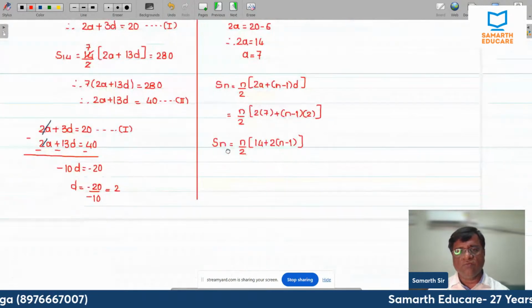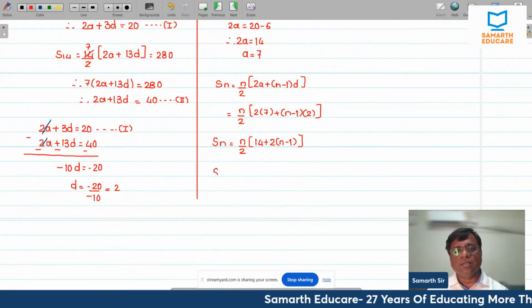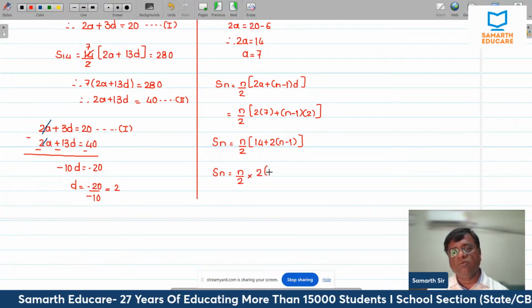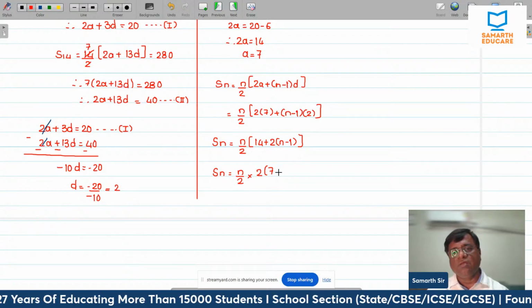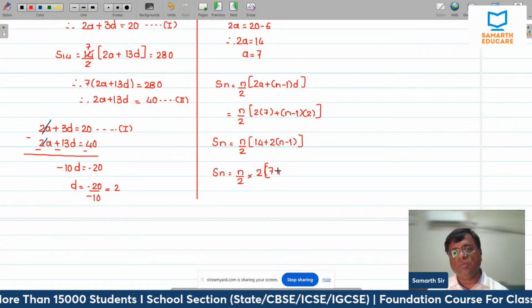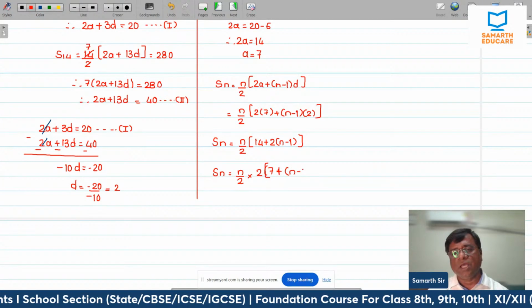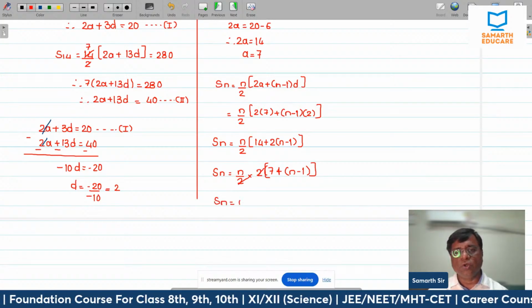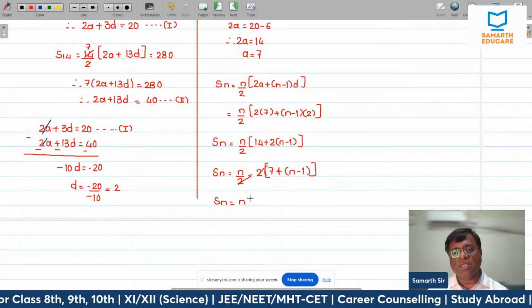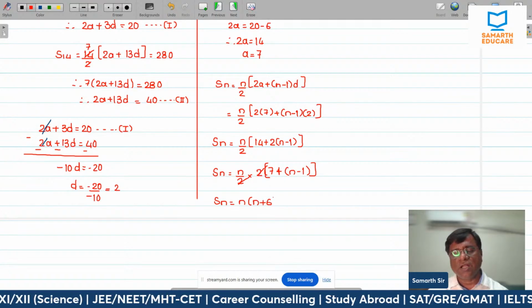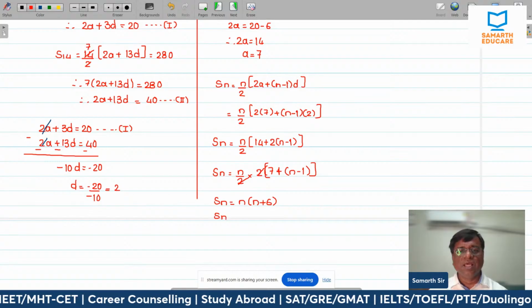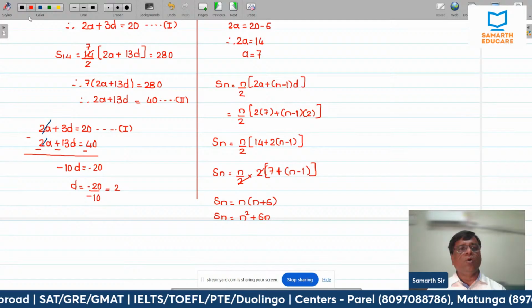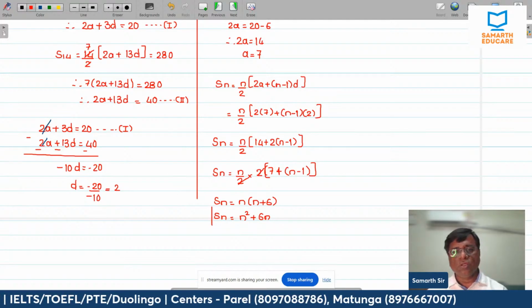Okay, we have to be careful about this. Now Sn is n upon 2. From the bracket I can take 2 common. If I take 2 common, this is 7, and what remains over here is n minus 1. 2 and 2 get cancelled. So Sn is equal to n into 7 minus 1 is 6. So that becomes n plus 6. We can also write Sn as n square plus 6n. Okay. Now here I would like to add something.